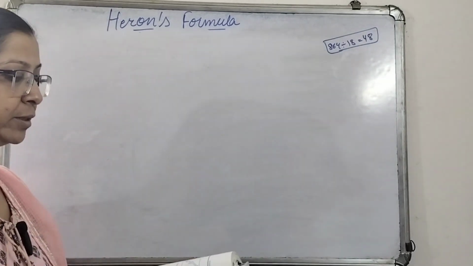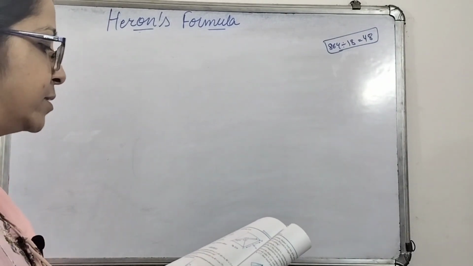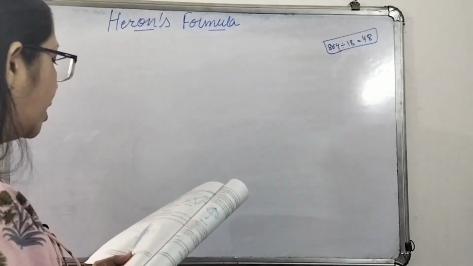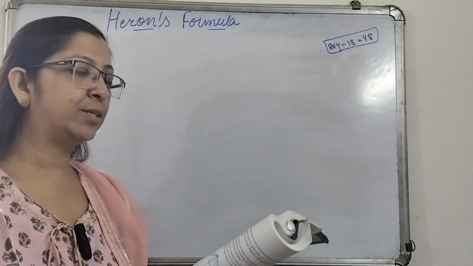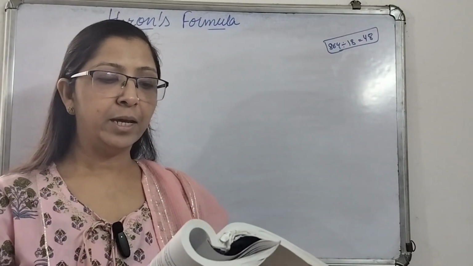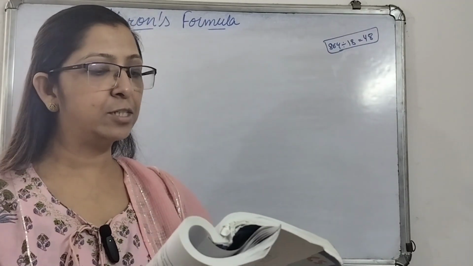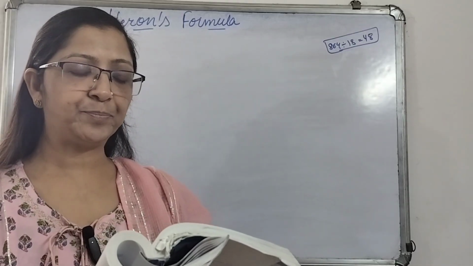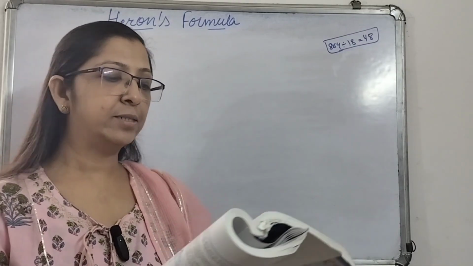So we are seeing over here some of the questions from your exercise 12.2. Question number 1, we are considering a park in the shape of a quadrilateral ABCD in which angle C is 90 degree, AB is 9 meter, BC is 12 meter, CD is 5 meter and AD is 8 meter. How much area does it occupy?